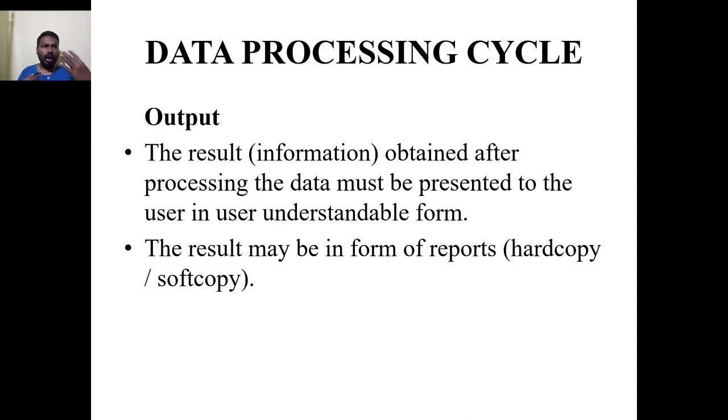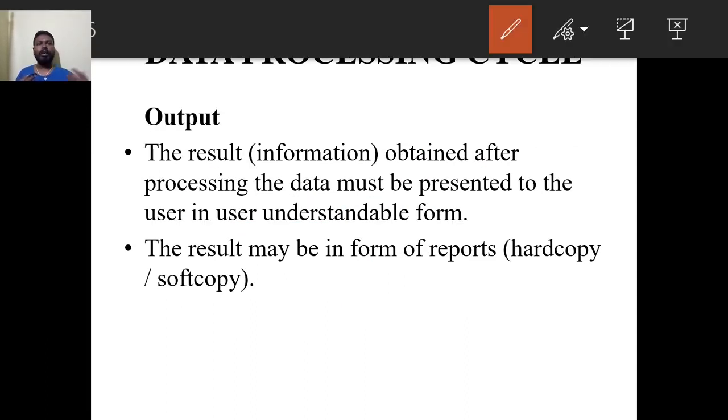Next, stage number 4, output. So we know that after getting the result, we have to tell the answer in manual processing. In a computer, how will it be done? The result obtained after processing data must be presented to the user in a user understandable form. So this is important. After getting the result, we have to present the result to the user in a user understandable format. The result may be in the form of a report in hard copy or soft copy.